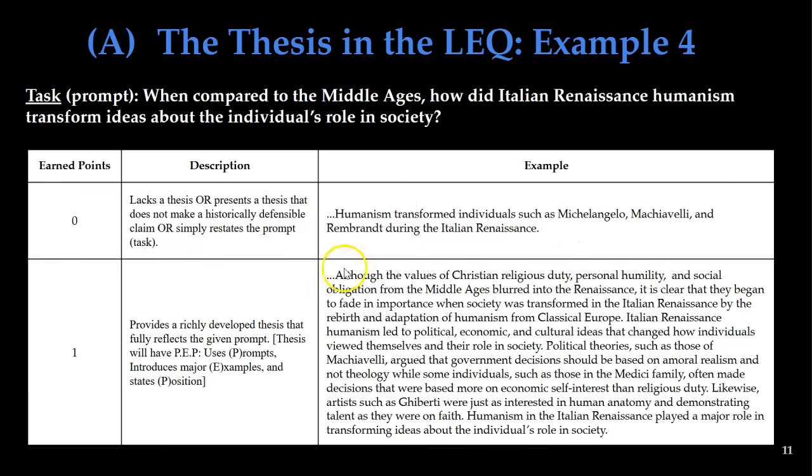All right. This is a very common incorrect thesis statement that I will read about. So same prompt. Humanism transformed individuals such as Michelangelo, Machiavelli, or Rembrandt during the Italian Renaissance. First of all, Rembrandt wasn't the Italian Renaissance, so that's not accurate. But all this is saying is that Michelangelo and Machiavelli, they changed something. It's not saying what they changed.